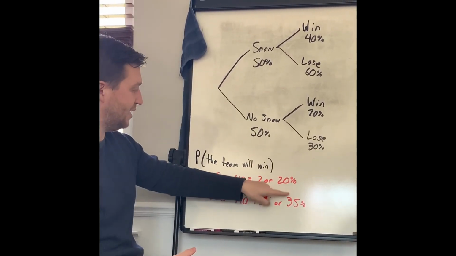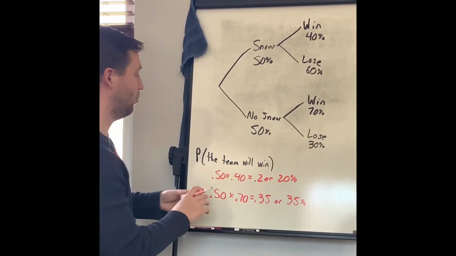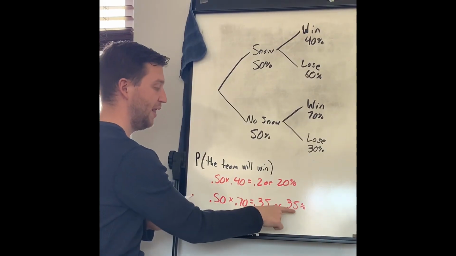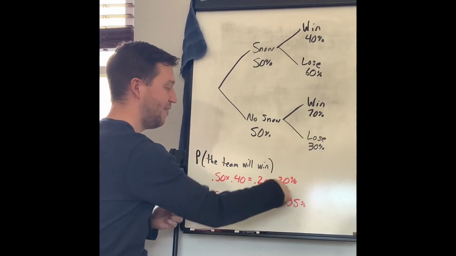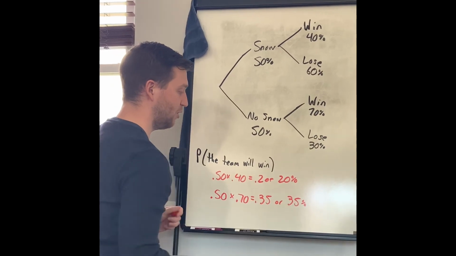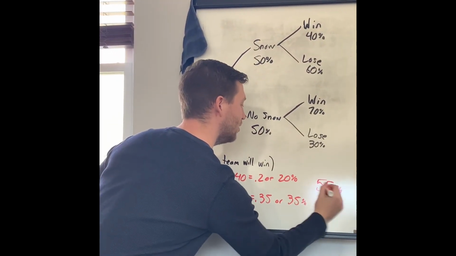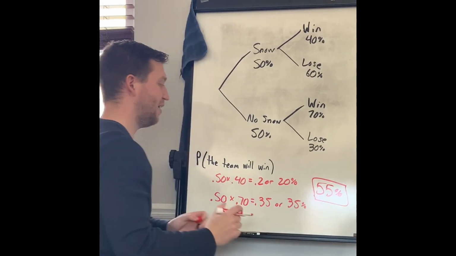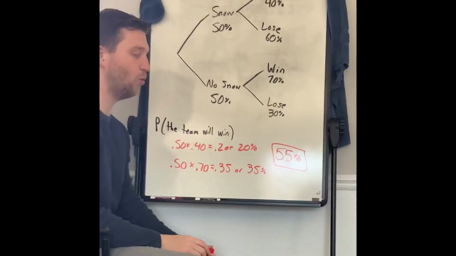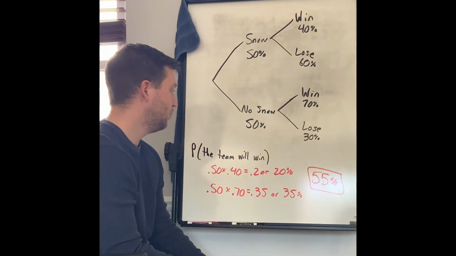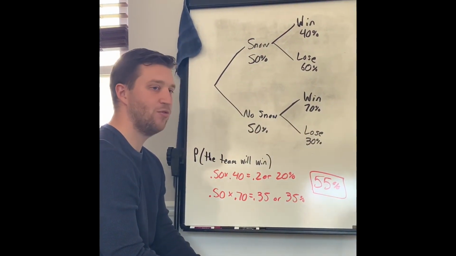So we need to take these two percentages, the probability of them winning when it snows and them winning when it doesn't snow, and add them together. So 20% plus 35% gives us 55%. So no matter what the weather is, they have a 55% chance of winning. And that is all we have for tree diagrams.